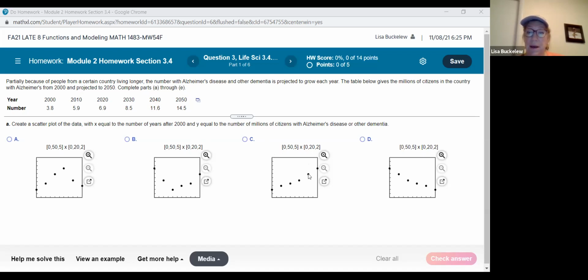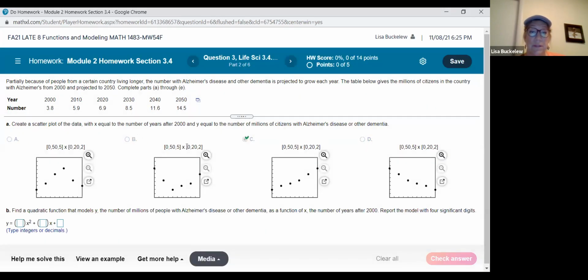We can put it in our calculators, but you can tell by just looking at the data that the Y values continue to increase every time, and C is the only one of the 4 graphs where the Y values, or the height of the points, continues to increase. So I'm just going to go ahead and select that one, and then we'll go on to the next one.